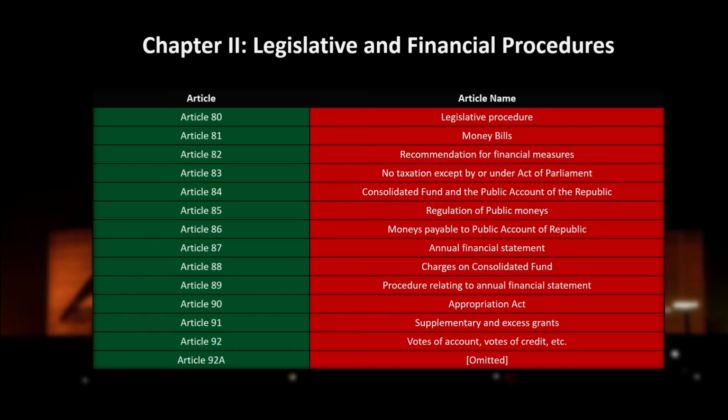It states that money bills can only be introduced with the recommendation of the President. It states that taxes can only be levied or collected under the authority of an act of Parliament. All revenue received by the government from repayment of loans will form part of a single fund known as the consolidated fund. All other public revenue will be credited to the public account of the Republic. It states that an act of Parliament will regulate the custody of public money and their payment into and withdrawal from the consolidated fund.